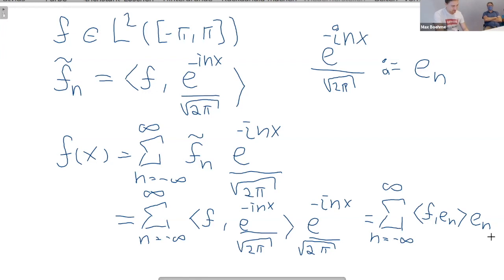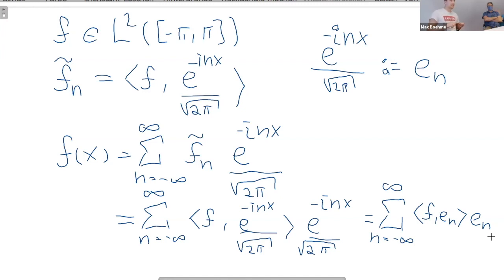So f is an element of L2. That's fine. It's a function. Then you define f_n with a tilde on top as that inner product. I interpret this as a coordinate, one component of the coordinate. Then you say f(x) is the sum of all those coordinates times the base vectors, a linear combination of the base vectors.